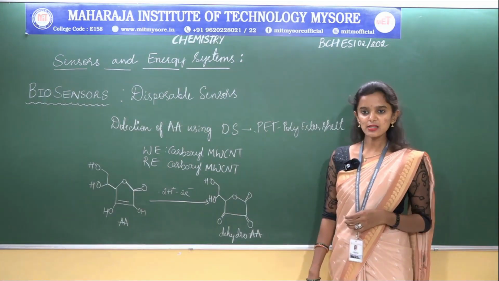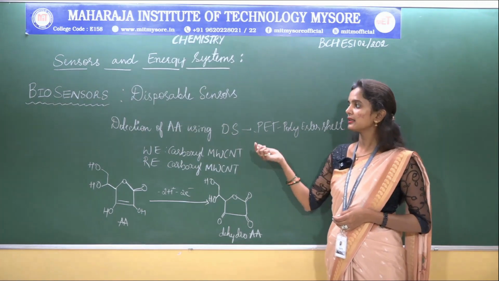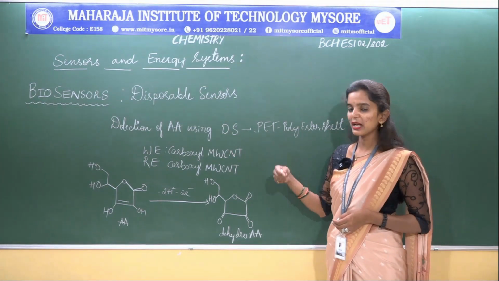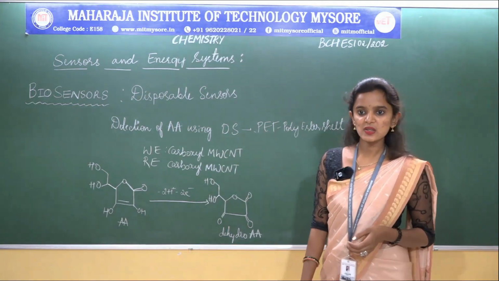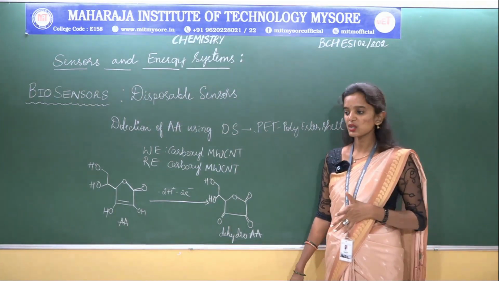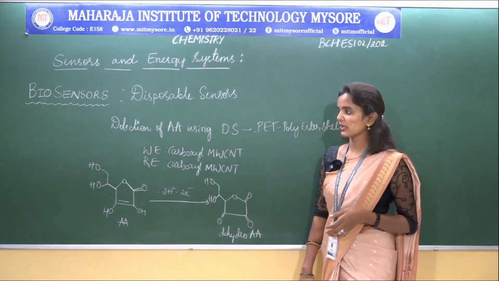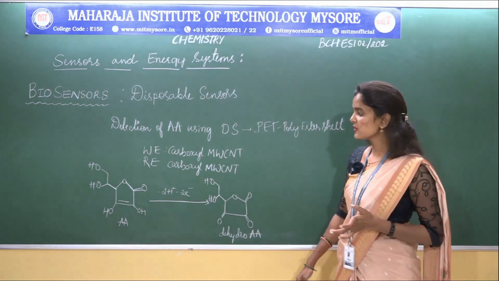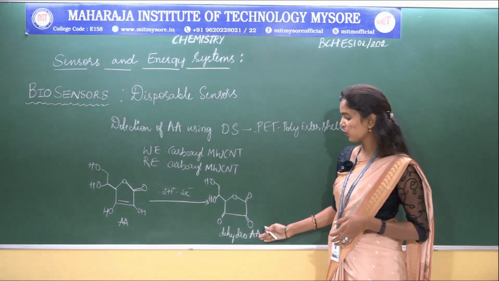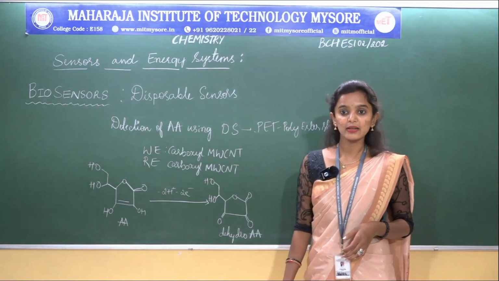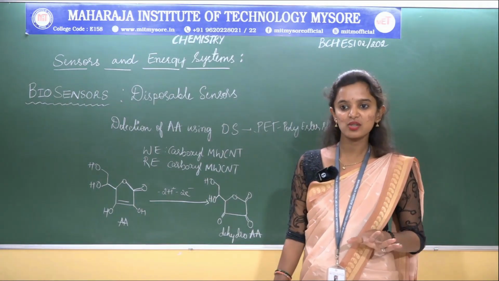So, let us now look into the working of the electrochemical sensor in the detection of ascorbic acid by a disposable sensor. The electrochemical sensor can catalyze the oxidation of ascorbic acid into dehydroascorbic acid. So what is happening here is ascorbic acid is getting converted into dehydroascorbic acid, and how is it occurring? In the presence of oxygen.